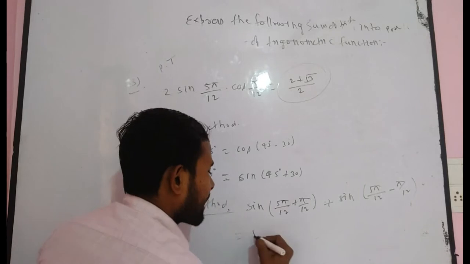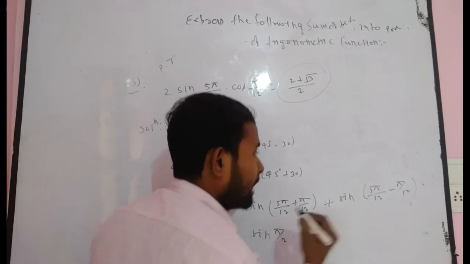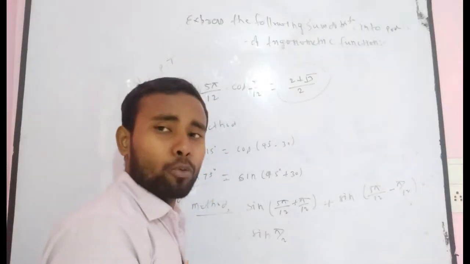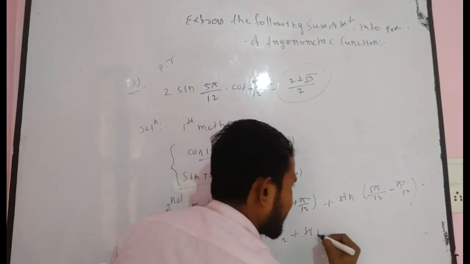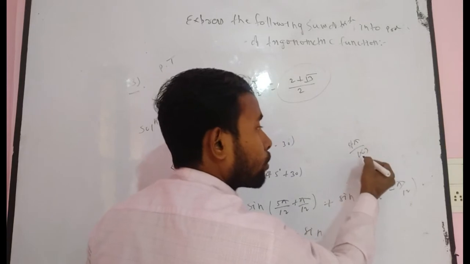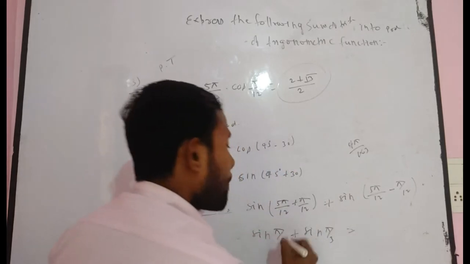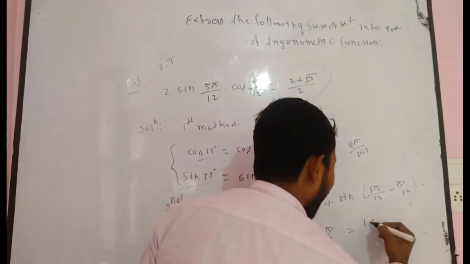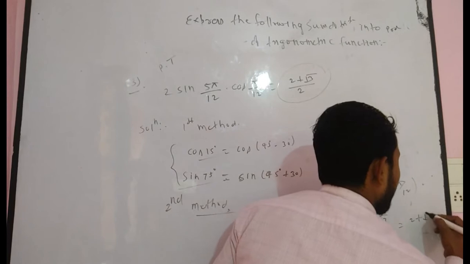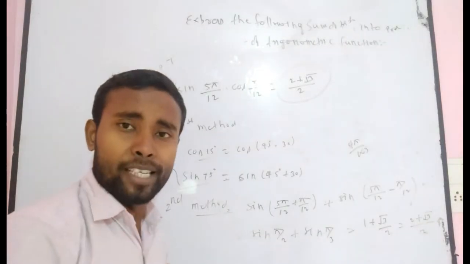If you add, you get sin 6 pi by 12, which will be pi by 2, plus sin of 5 pi by 12 minus pi by 12, that means 4 pi by 12. You can divide 12 by 4, so you can write pi by 3. Sin pi by 2 will be what? 1. Plus sin pi by 3 will be what? Root 3 by 2. If you add it, you get (2 plus root 3) by 2. So you can solve this problem in 2 ways.